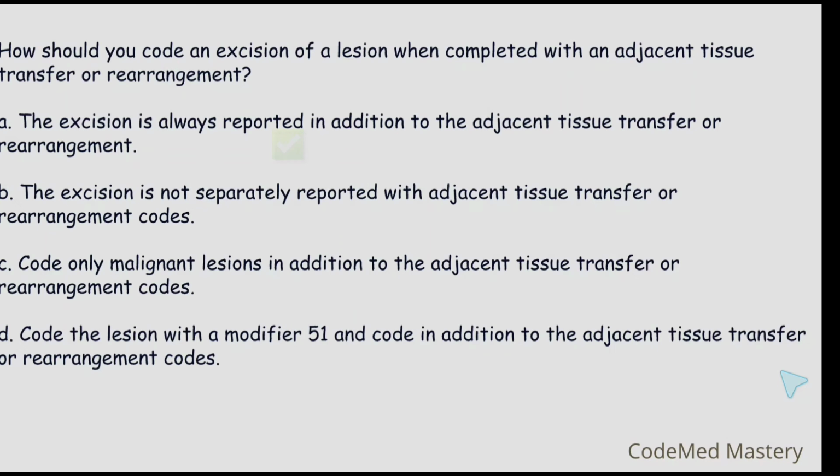Next question. How should you code an excision of a lesion when completed with an adjacent tissue transfer or rearrangement? Option A, the excision is always reported in addition to the adjacent tissue transfer or rearrangement. Option B, the excision is not separately reported with adjacent tissue transfer or rearrangement codes. Option C, code only malignant lesions in addition to the adjacent tissue transfer or rearrangement codes. Option D, code the lesion with the modifier 51 and code in addition to the adjacent tissue transfer or rearrangement codes. So the right answer is option B.